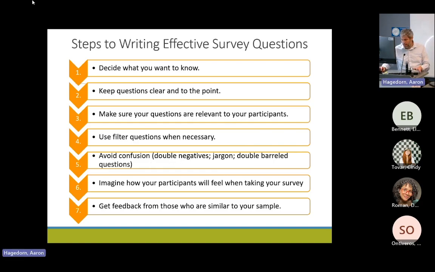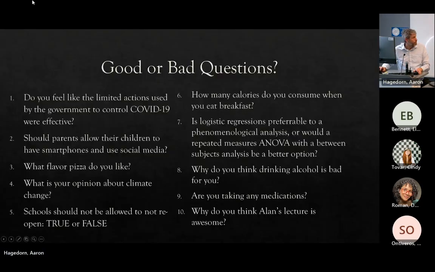This idea of double negatives, I have some examples. Let me bring up the example of double negative. These are some examples of some bad questions, and let's start off with the first one here. Do you feel like the limited actions used by the government to control COVID-19 were effective?